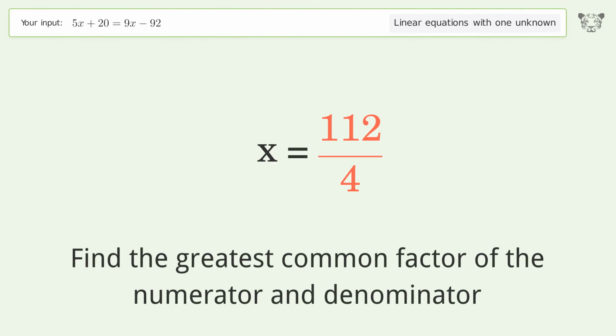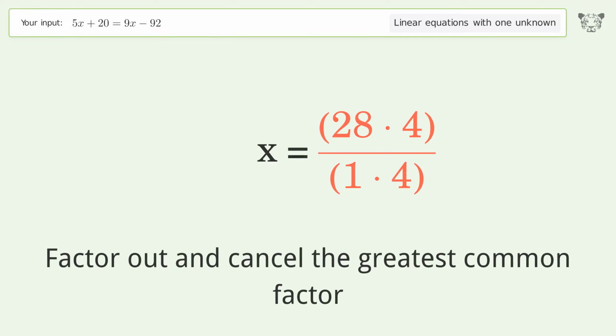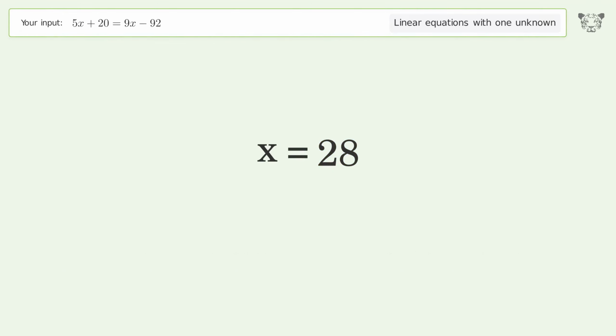Find the greatest common factor of the numerator and denominator. Factor out and cancel the greatest common factor. And so the final result is x equals 28.